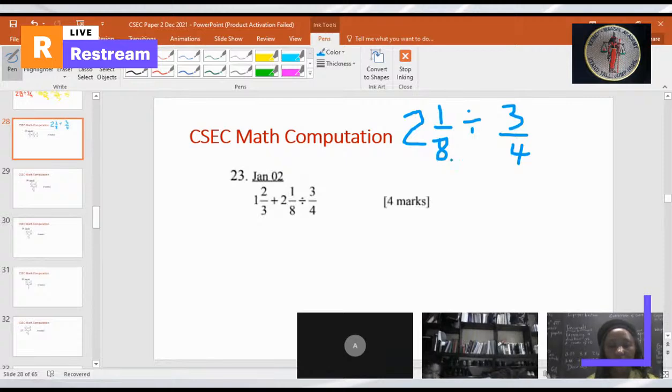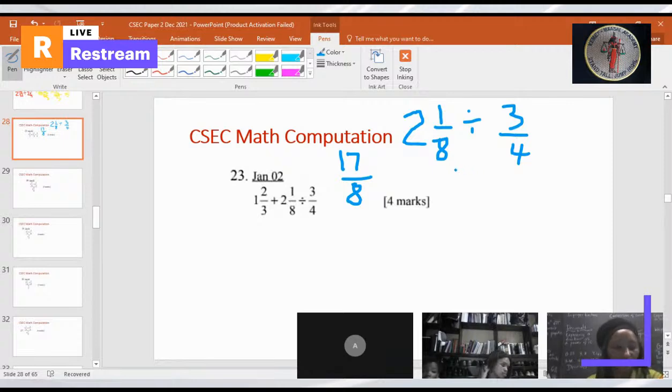So what do I do? Change the division to multiplication. No, deal with this first. How do we change this to an improper fraction? Miss, you're going to set 2 times 8, plus the 1. 2 times 8 is 16, plus 1 is 17. So I'll have 17 over 8, Miss. Okay.